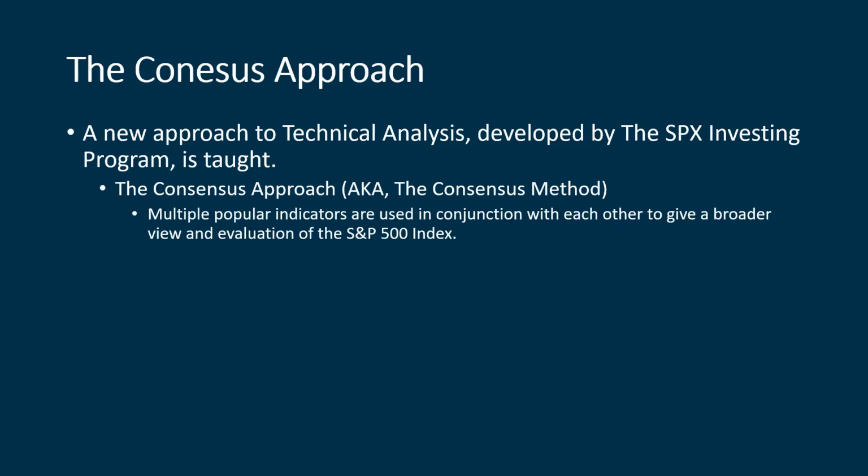Multiple popular indicators are used in conjunction with each other to give a broader view and evaluation of just the S&P 500 index. That's what I focus on the most. For those of you that do invest in individual stocks, this can still really benefit you because you have that saying, a rising tide lifts all boats. If the market is going up, your stock has a tendency to go up as well. If the market is going down, your stock may have a tendency to get sucked down with everything else. Having a broader view of things can still really benefit you even if you trade individual stocks or companies. All of the different strategies that I teach are based on just the S&P 500. And I have a lot of reasons for that and a lot of things that I teach about this, but I'll get to that in a different video.